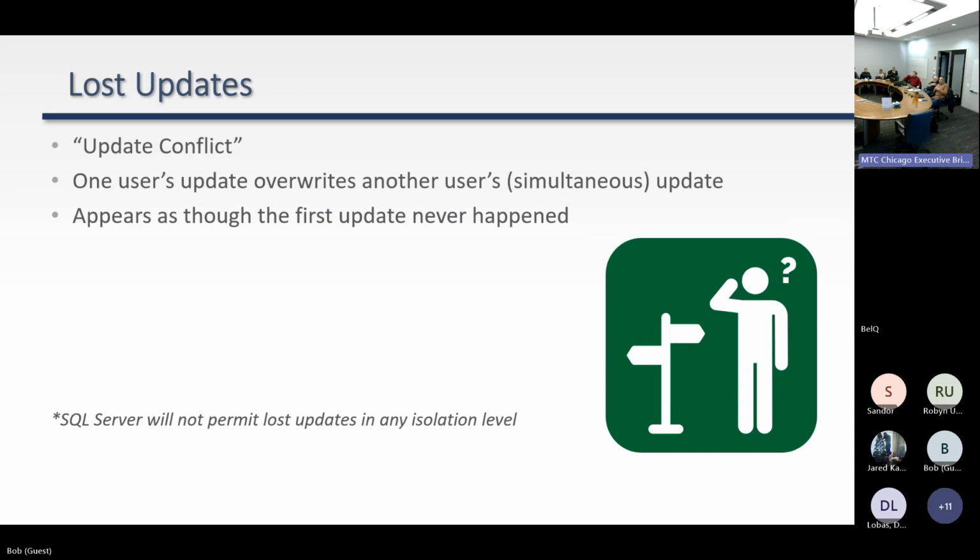Lost updates, also known as an update conflict. This is where you have simultaneous updates, and I'm not talking about updates that occur right after each other in a very short amount of time. I'm talking literal simultaneous updates where one user's update will overwrite another user's, so it appears as though the first update never happened. SQL Server does not permit lost updates in any isolation levels. Working with that, you don't have to worry about this.